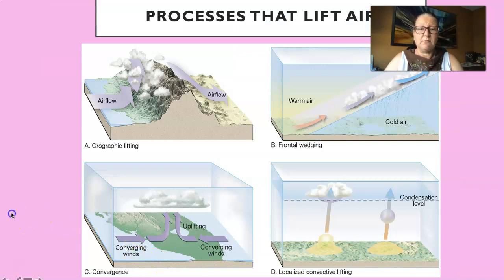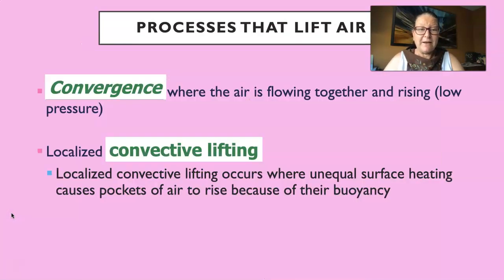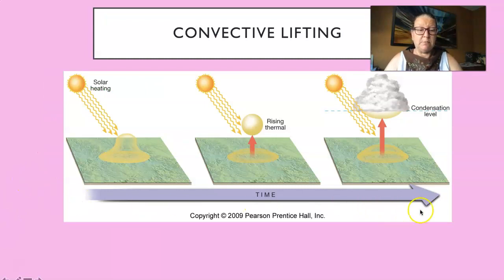A fourth way that air can rise is called localized convective lifting, another mouthful. But what this means is that some areas get very warm, possibly because of their albedo. Remember I talked about how a dark colored surface absorbs a bunch of sunlight, so a dark forest might wind up being a little bit warmer than a nearby snowfield that's white and reflects light. So this is a local phenomenon. This is showing time from left to right, and we have the sun heating some area for some reason. This warm air rises relative to the air around it, and eventually it might form some clouds. These are sometimes called thermals.